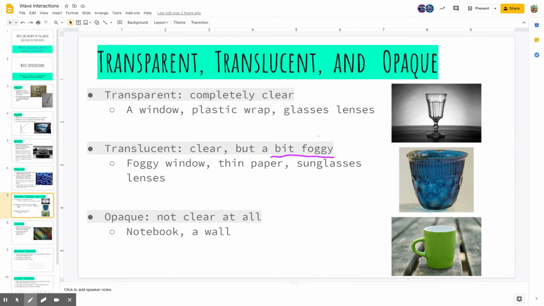And the last word we use is opaque. That means it is not clear at all. You can't see anything through it, just like this mug over here, that green mug, the light inside.